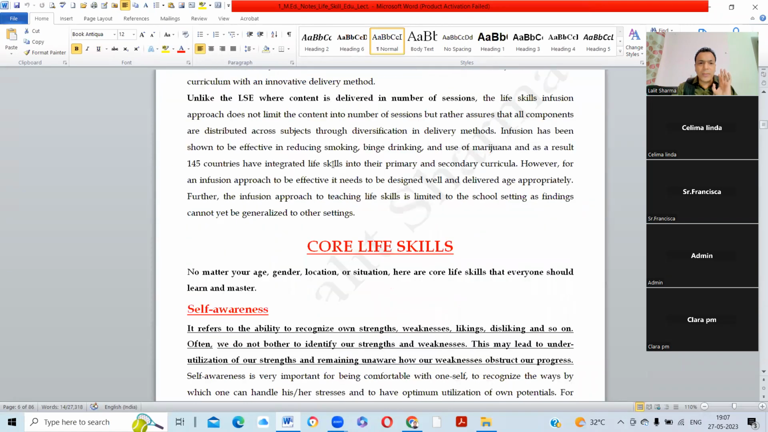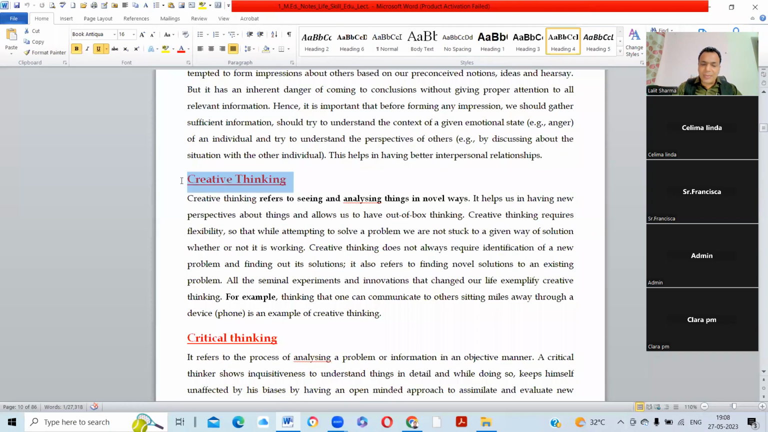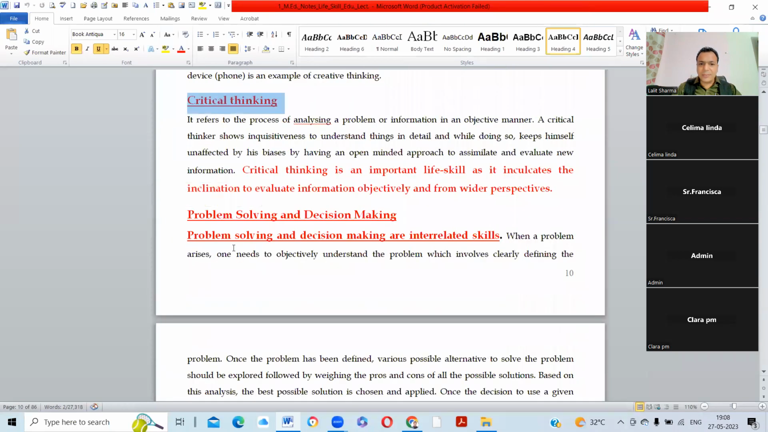Okay, so you have to remember the core life skills. No matter your age, gender, location, situation, here are the core life skills that everyone should learn and master. Self-awareness, empathy, creative thinking, critical thinking. Look, critical thinking is an important life skill, and it inculcates the inclination to evaluate information objectively and from a wider perspective.